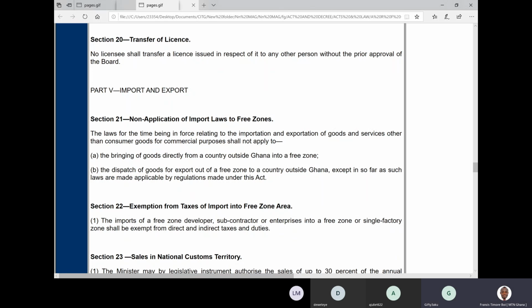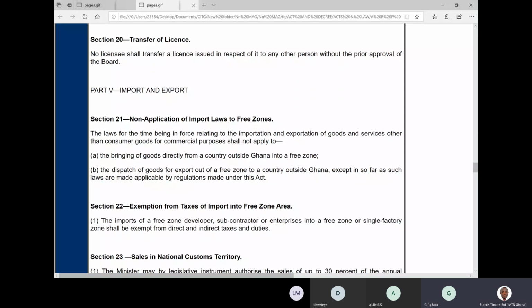Let's try to understand that portion. You know there are laws that relate to import and export. Even if we take importation, if you are bringing a car into Ghana, you pay duties. And even for services, you still find taxes on them.